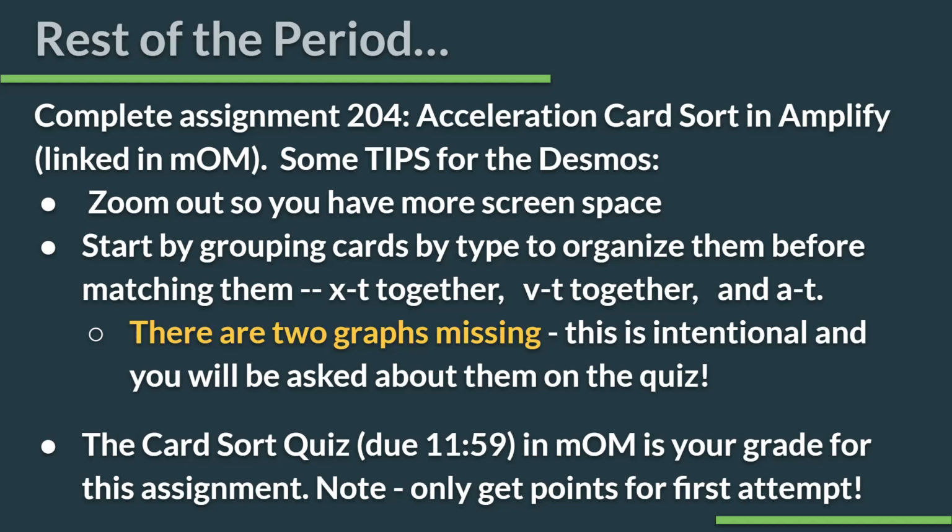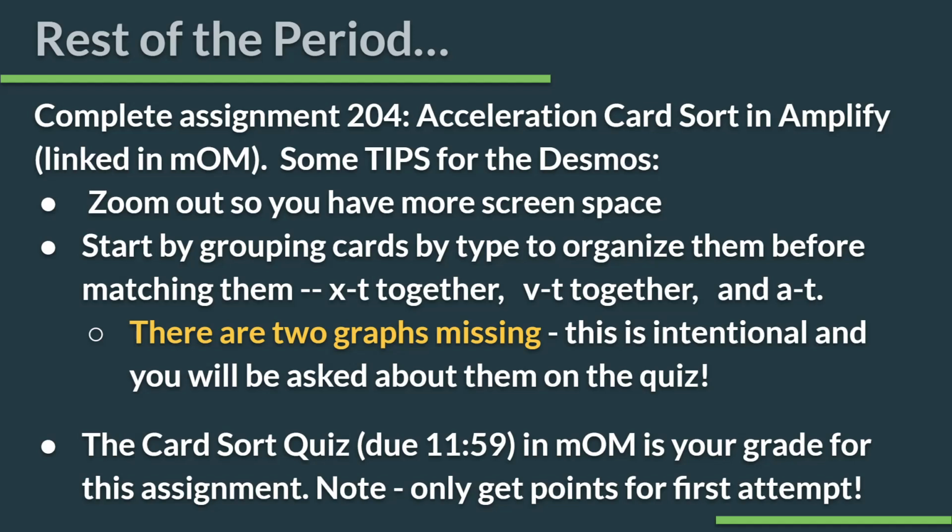There are 2 cards missing, and it's done intentionally. Okay, so when you're matching them, you're going to have sets of 3 and then 2 sets of 2 because 2 sets are missing one of the cards. Okay, so you're going to notice if you count them that you're going to have different numbers of some of the cards. So anyway, that is intentional. It's going to be asked about on the quiz. When you take the quiz, it's going to say, hey, you were missing a card. Which one of these was missing its VT graph or whatever? So you're going to answer it on the quiz.